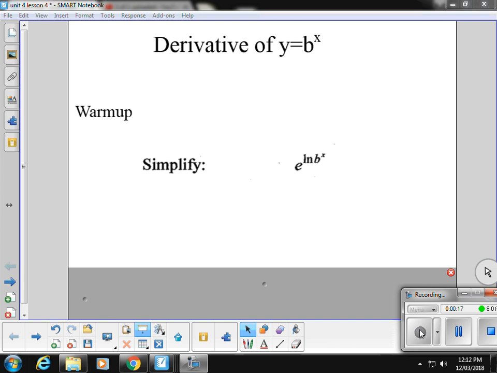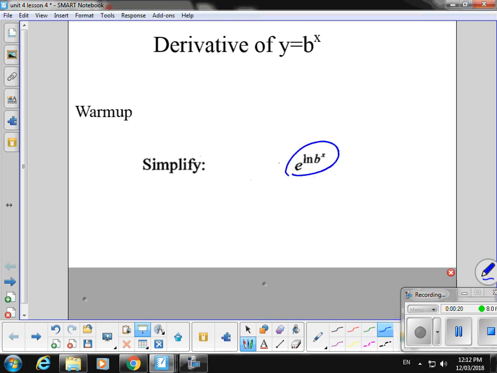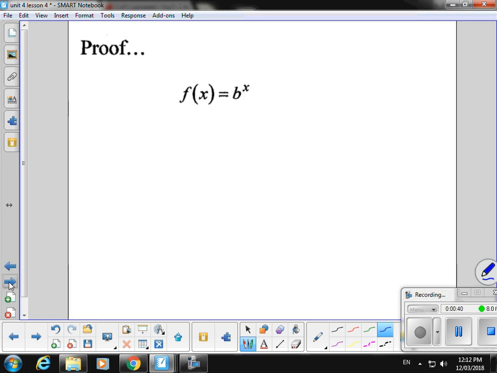First little thing, a bunny trail before we get started, is just to recall. If I have an expression like that where I've got e and ln together, we were saying at the beginning of this unit that e and ln are opposite functions, so they would cancel. We would end up with b to the x. And we're going to keep that in the back of our brain while we do this proof for the derivatives of y equals b to the x.